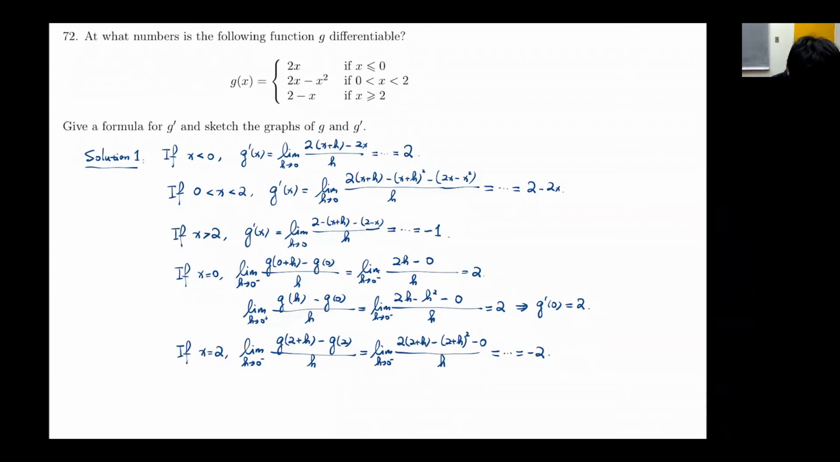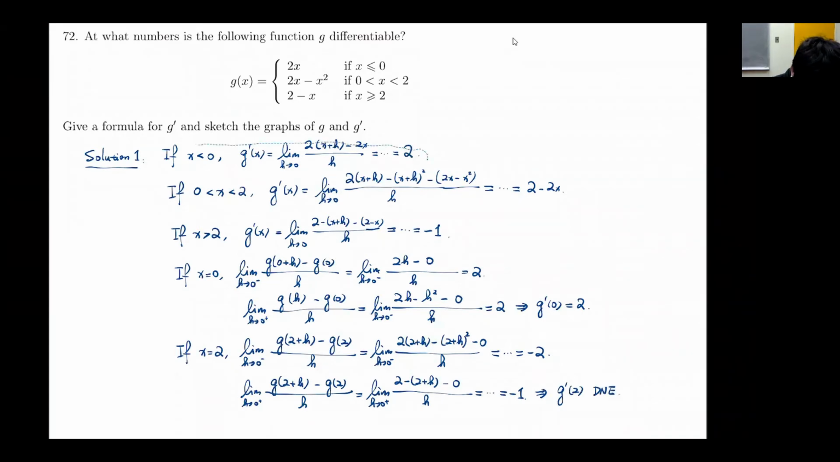All right, now let's look at the right-hand limit. If 2 plus h is greater than 2, then we are supposed to use the third formula for my computation. That means g of 2 plus h is now going to equal 2 minus 2 plus h. And g of 2 is still going to be 0. So the whole thing divided by h, and the answer, I'll leave it to you to figure out, the answer will be minus 1. All right, so you see that these two are not the same. As a result, you can conclude that g prime of 2 does not exist.